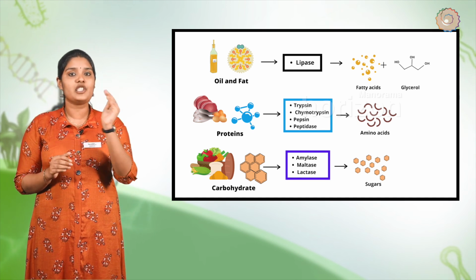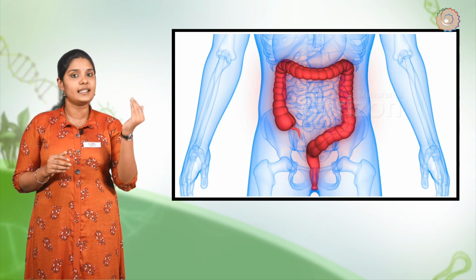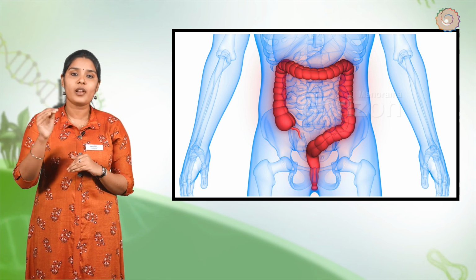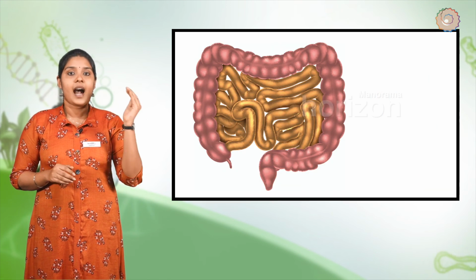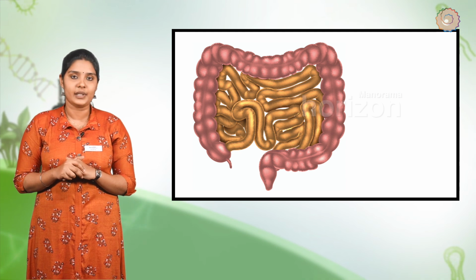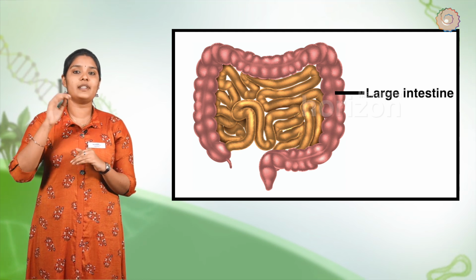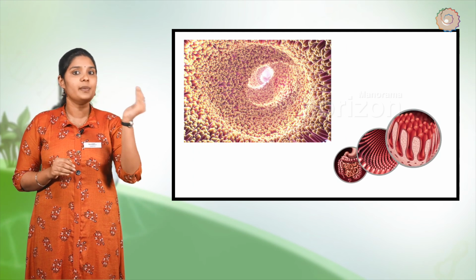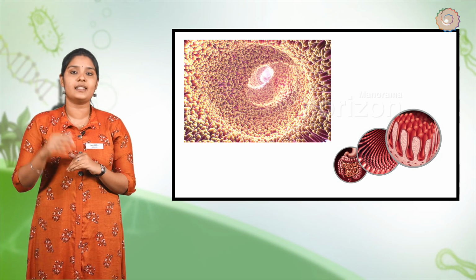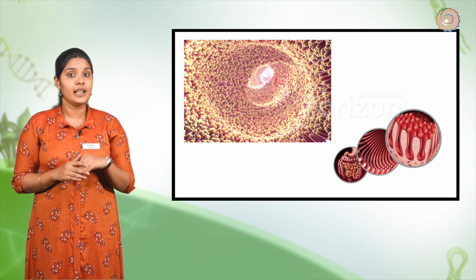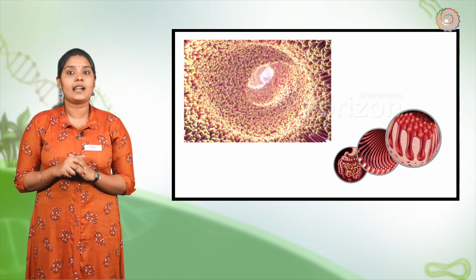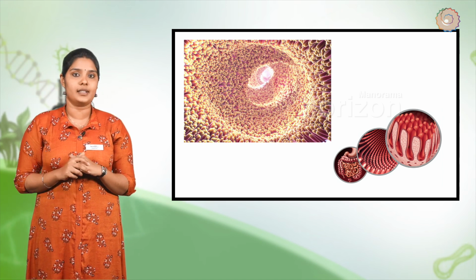The last major part of the digestive system is large intestine. It is smaller than the small intestine. Undigested food goes into the large intestine. The walls of the large intestine have numerous villi which increase the surface for absorption. Some water and salt are absorbed by the walls of large intestine.